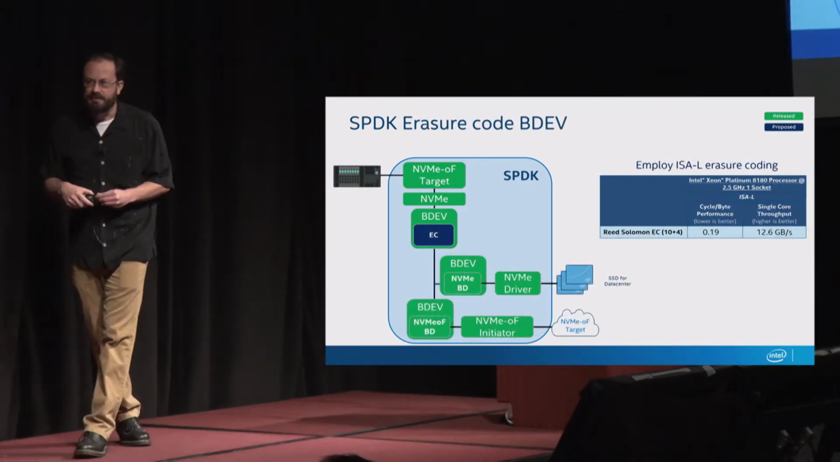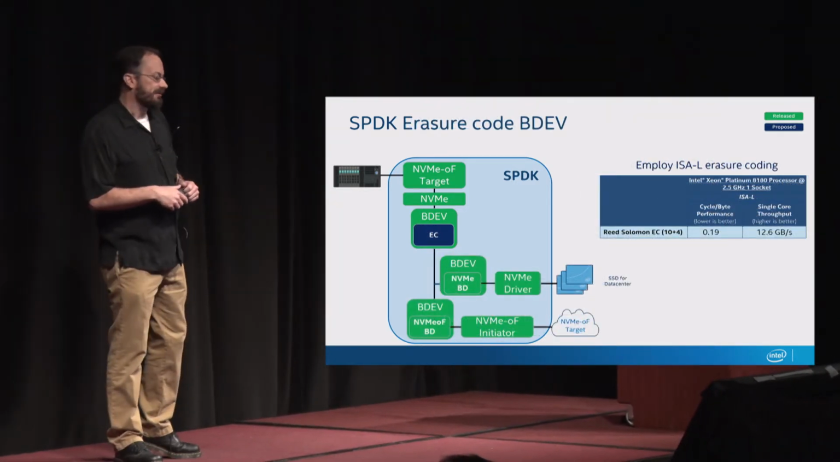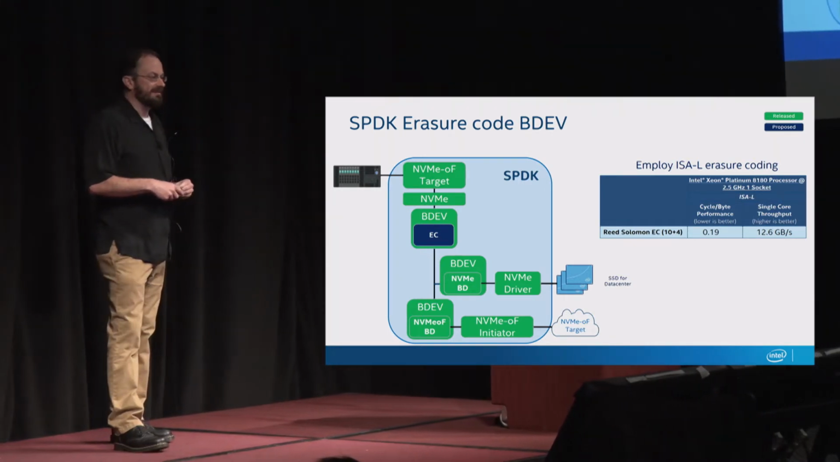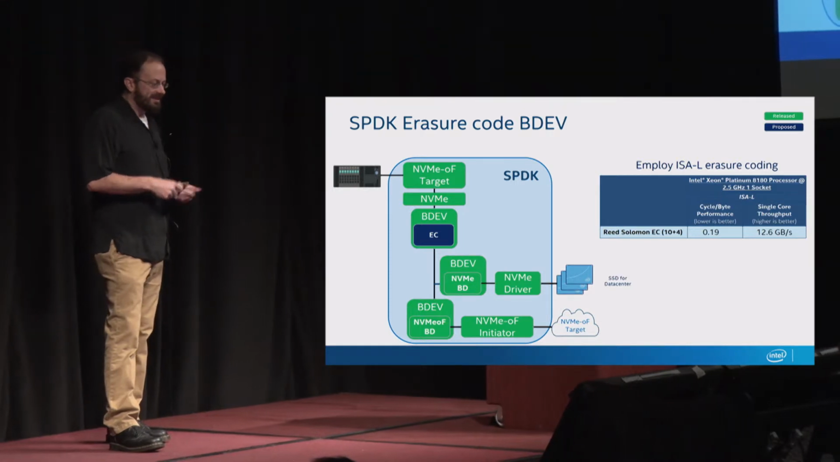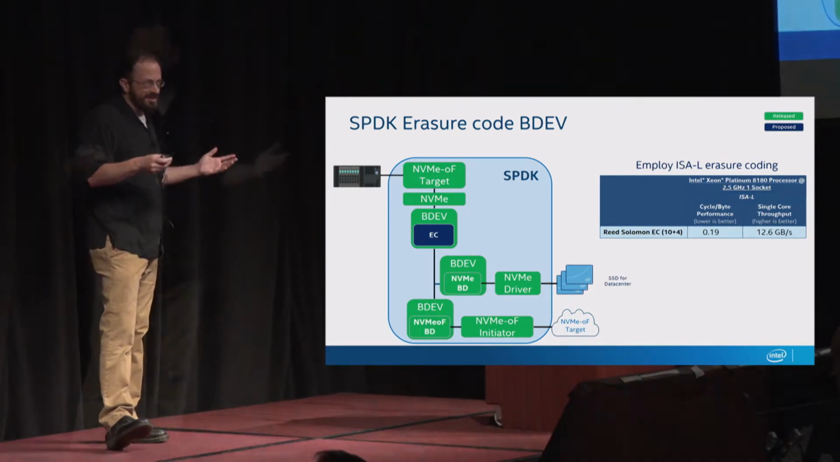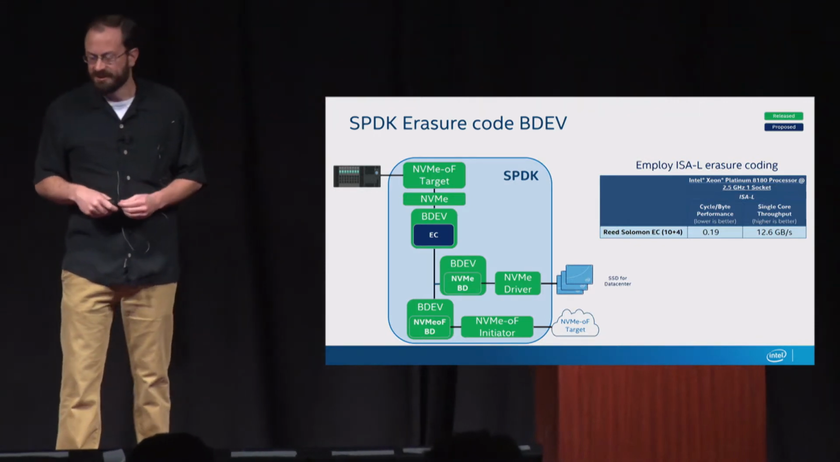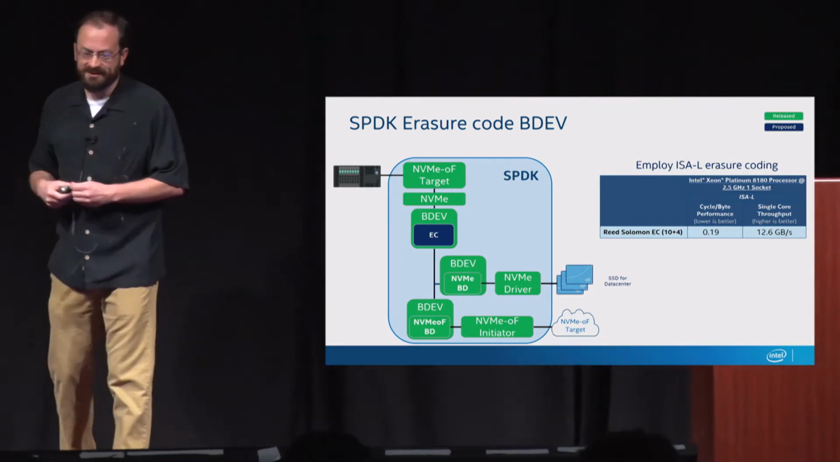So erasure code, maybe it's more difficult to imagine an erasure code BDEV. It would talk to other systems, but certainly we can also do this at fractional cycles per byte, which is over 10 gigabytes per second. I don't imagine it being a bottleneck.